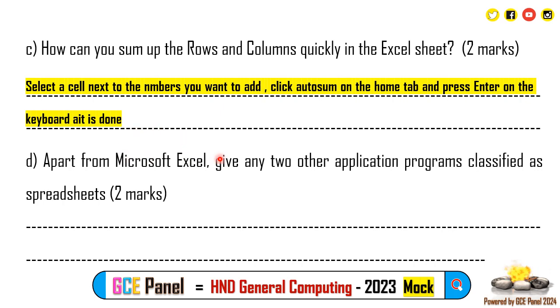D. Apart from Microsoft Excel, give any 2 other application programs classified as spreadsheets. Other examples include Lotus 123, OpenOffice Calculator, and Google Sheets. For OpenOffice Calculator, most of the time you just see OpenOffice Calc. And Google Sheets, Google Spreadsheets.